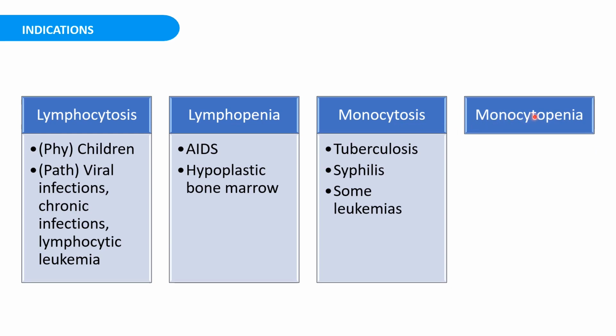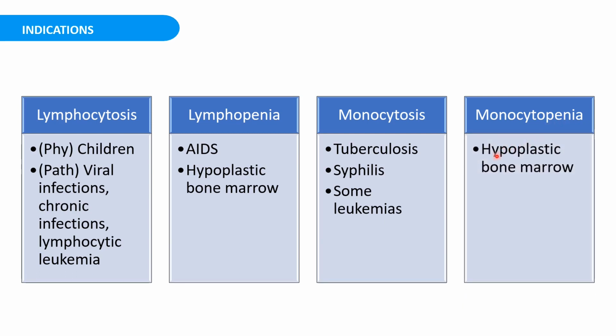Then monocytopenia, that means a decrease in monocyte count. Penia means decrease, so a decrease in monocyte count is known as monocytopenia. Again, it is found in hypoplastic bone marrow. Hypo means decreased functioning, plastic means production. So if there is decreased production of WBCs by the bone marrow, then it is monocytopenia.